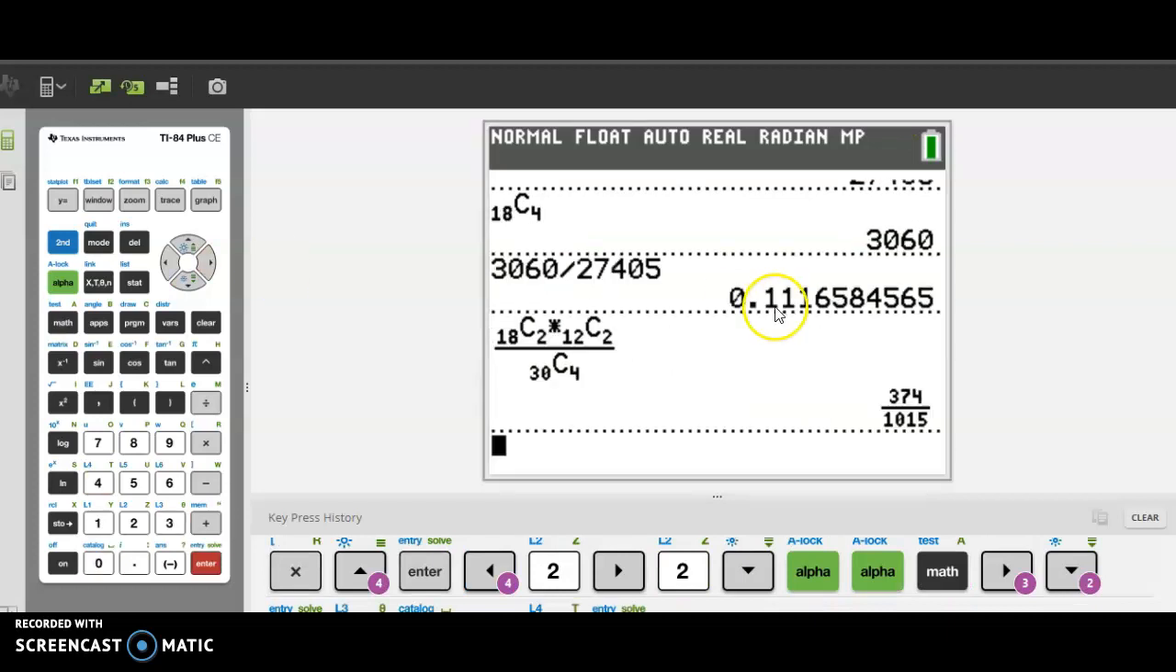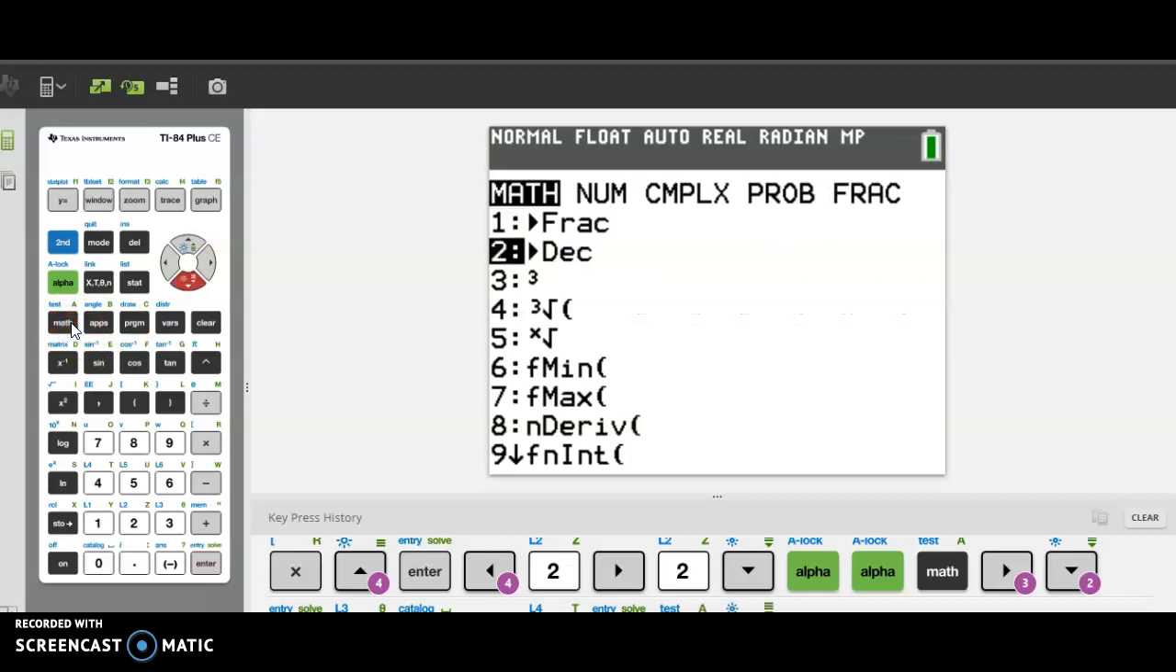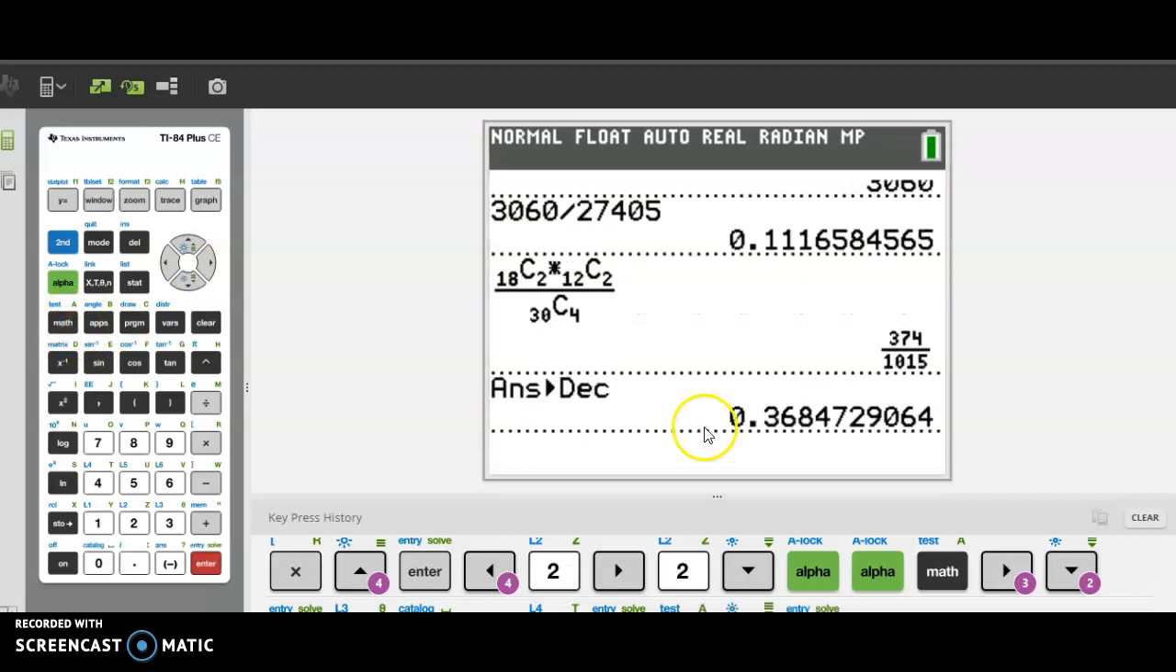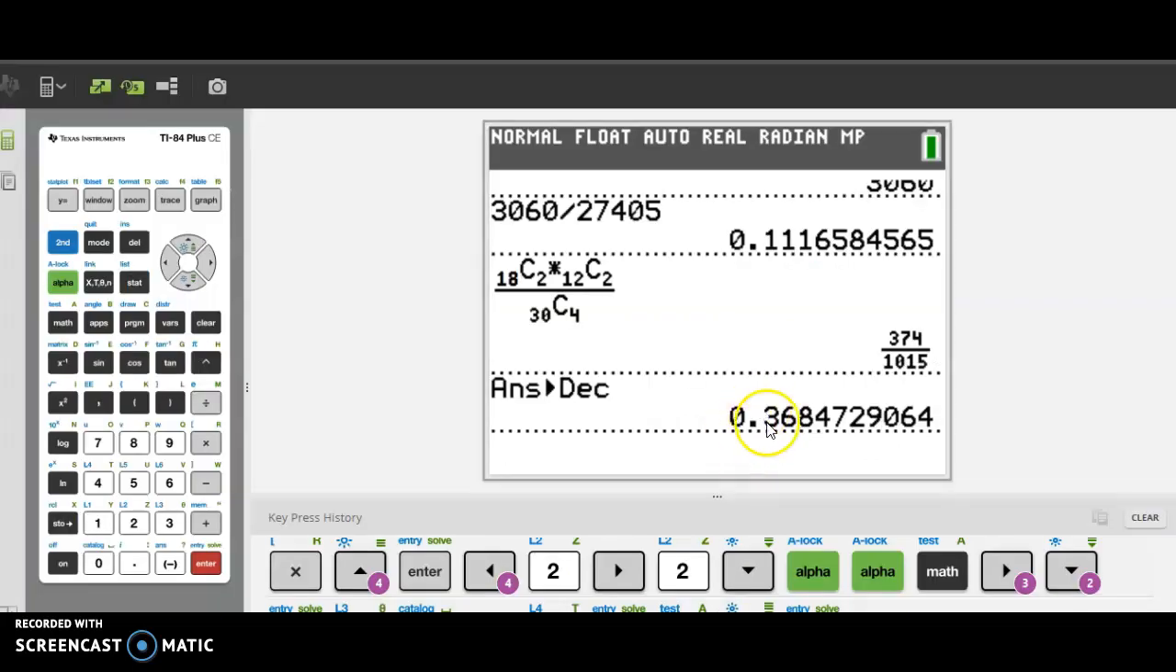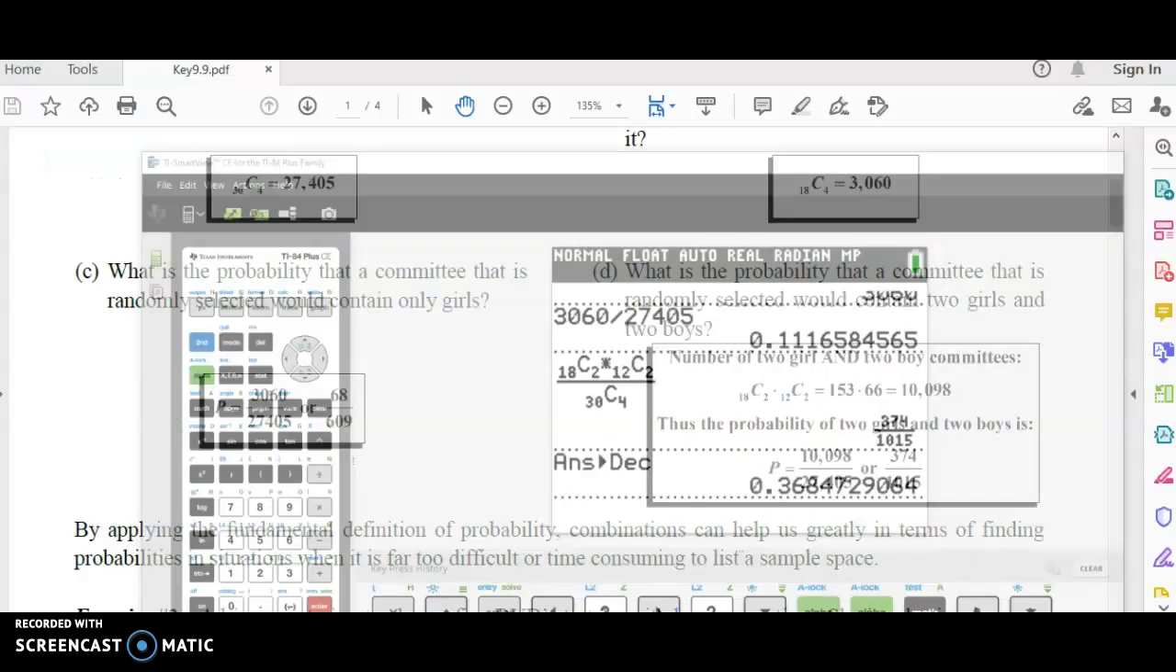30C4 is still the total number possibility. So this is what I'm talking about, is your calculator will reduce automatically if you set it up as a fraction. Otherwise, you can hit the math, and the second option down will change it to a decimal. And I'm good with either of these answers. And just to show you the answer key, sometimes the answer key leaves it as a fraction. Sometimes they'll change it to a decimal, so 0.368. Otherwise, you might see 36.8%.